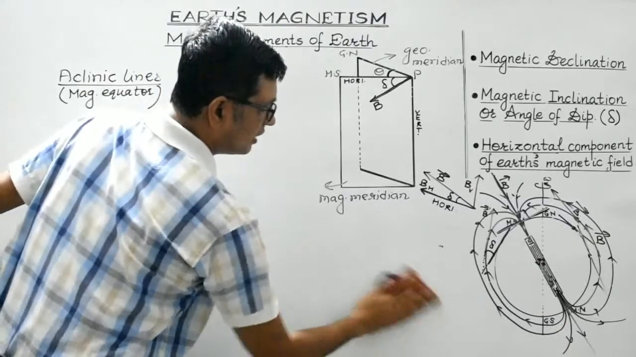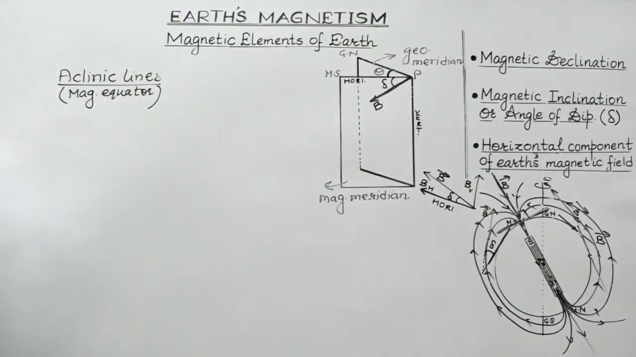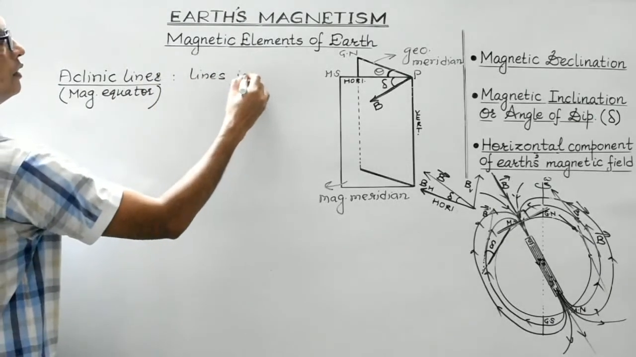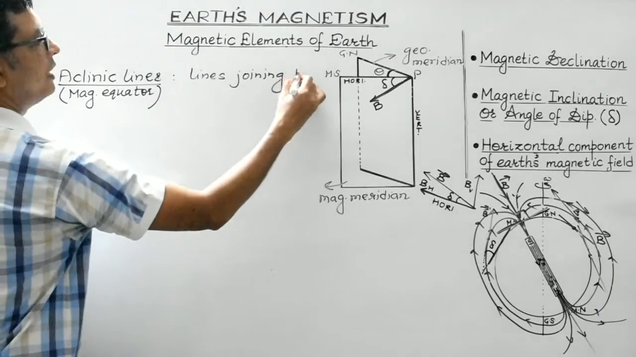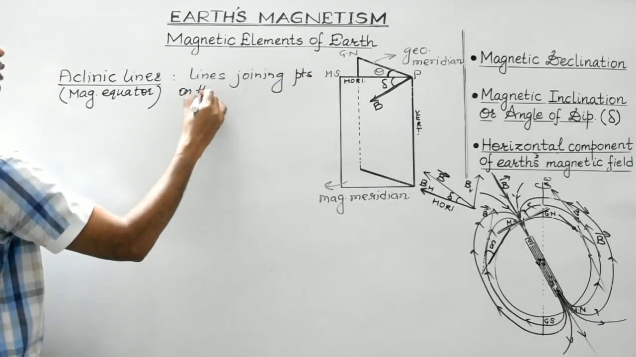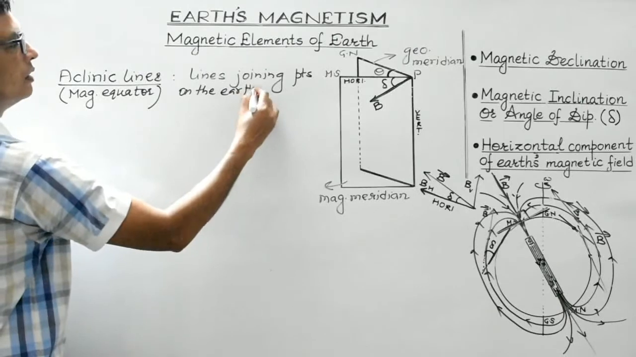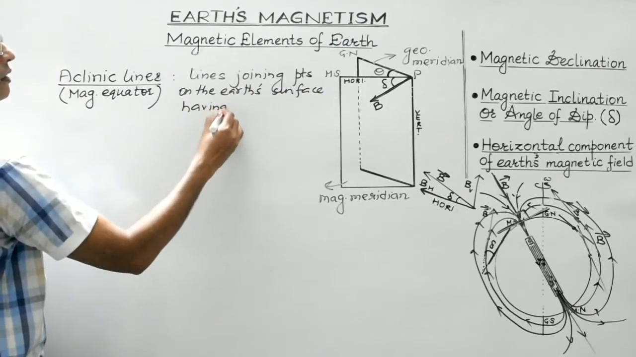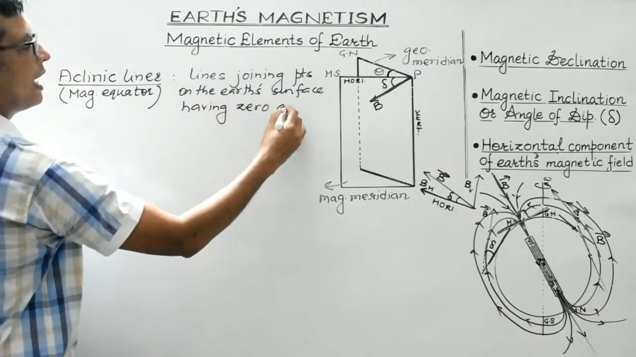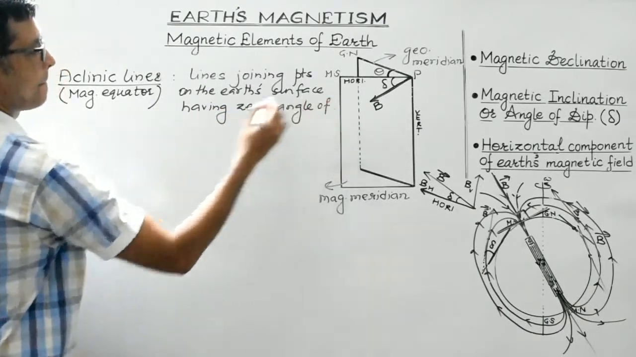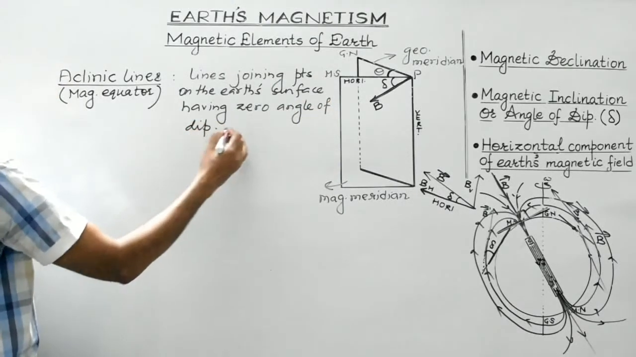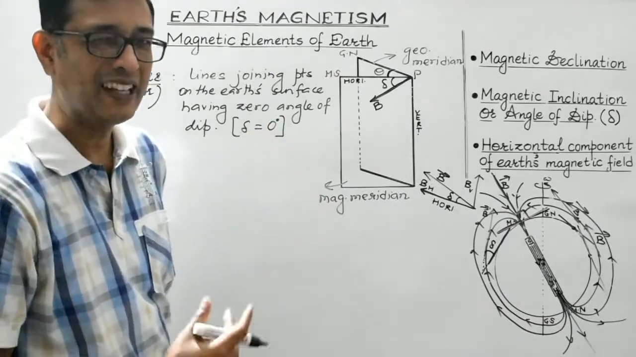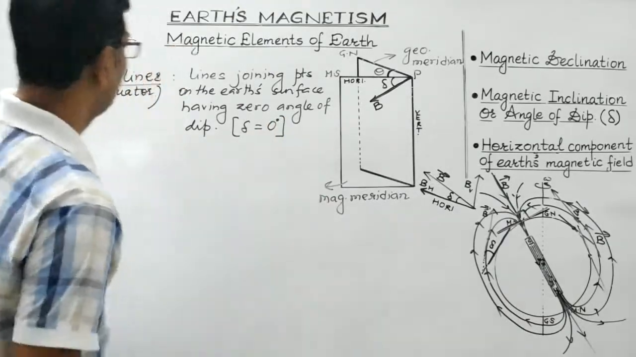So let me write down the definition of Aclinic lines. These are the lines joining places or points on the Earth's surface having 0 angle of dip. Clear, students? Del is equal to 0. And del is 0 only at the equator. So magnetic equator is sometimes known as Aclinic line.